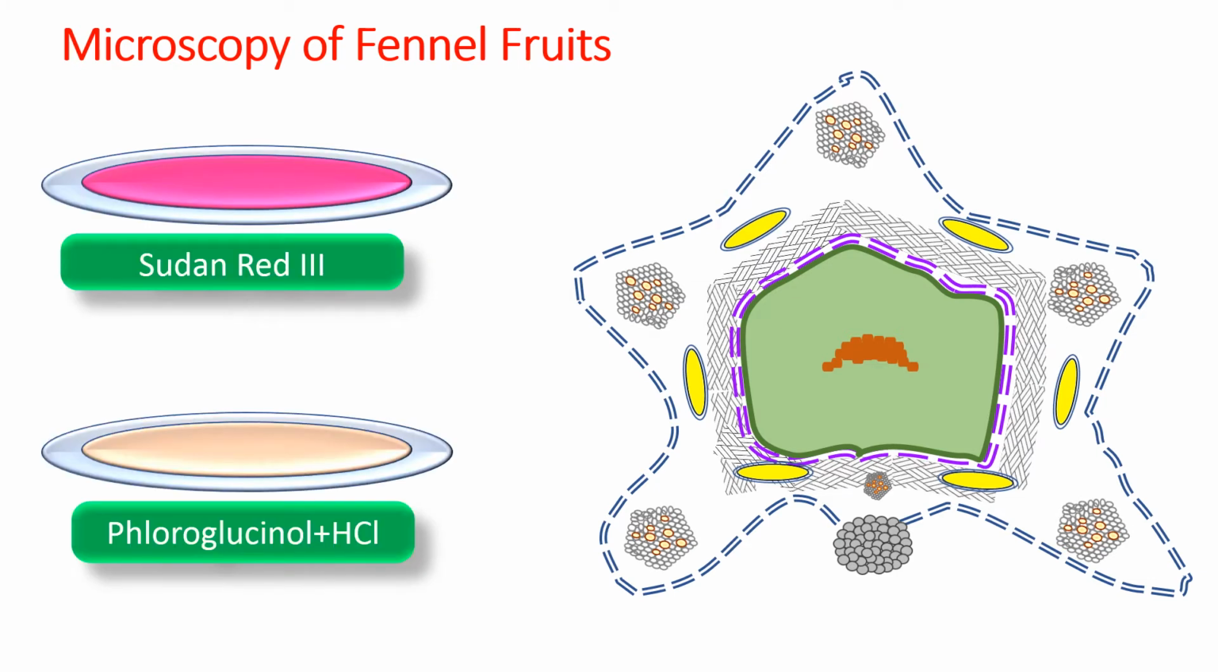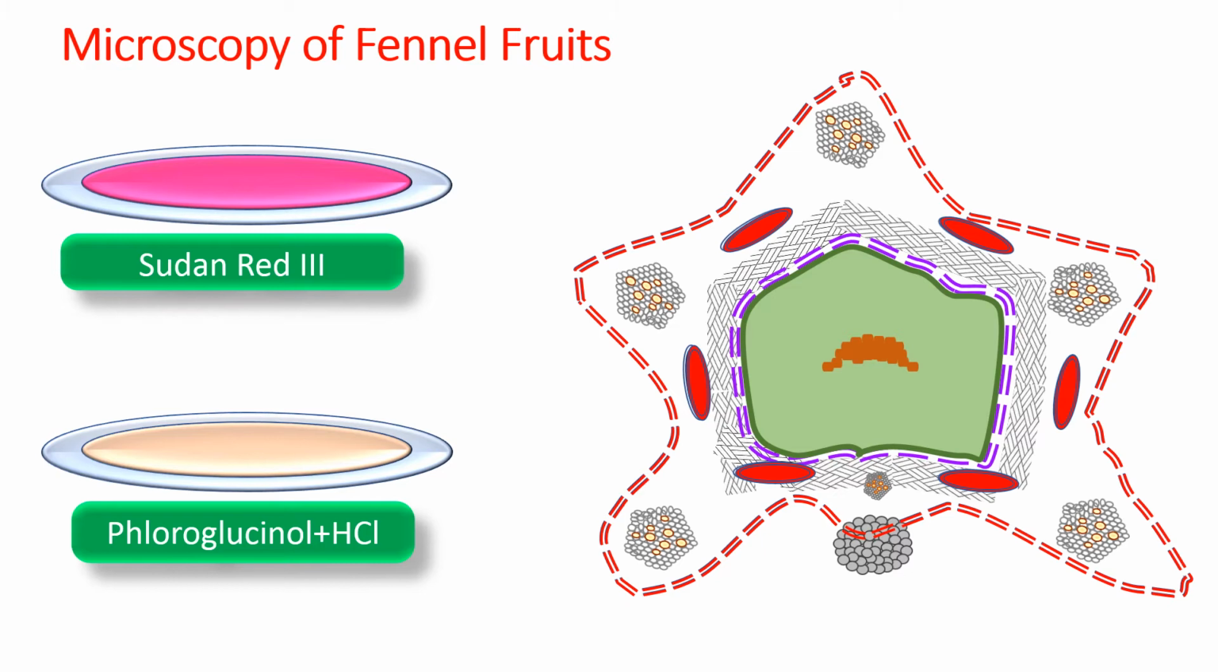As far as staining is concerned, usually only two dyes are sufficient. That is Sudan red 3, which stains the oily region. Oily region is present in the Vittae; in the Vittae there is presence of volatile oil, plus the epicarp is also cuticularized, so it picks up the dye. So if you stain it with Sudan red 3, the epicarp and the Vittae appear pink or reddish in color.